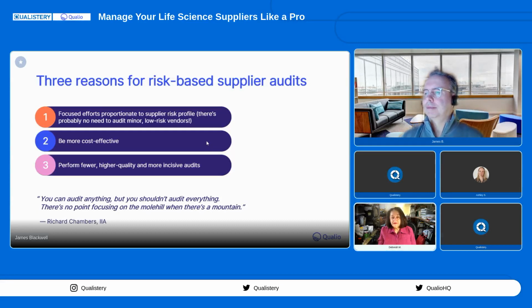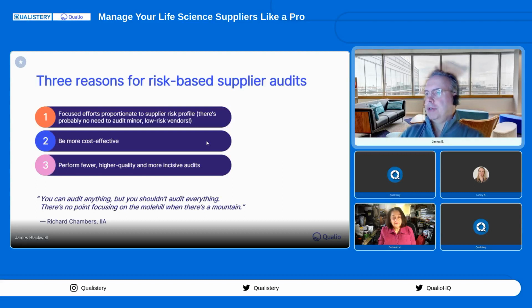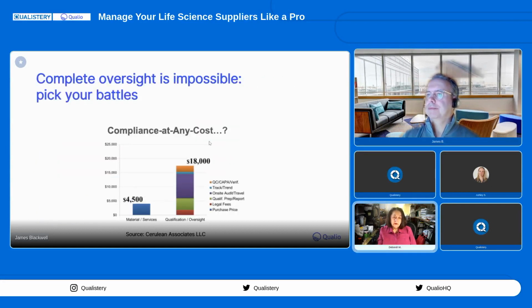So go ahead, James. I think one of the most important messages is that a risk-based approach focuses your limited resources on where it has the greatest impact, and therefore the greatest risk reduction for your organization. So here's a cost example, and compliance at any cost is just what James is saying. Do you really need to put the resources in for a supplier or a vendor that's been determined to be low or medium risk?